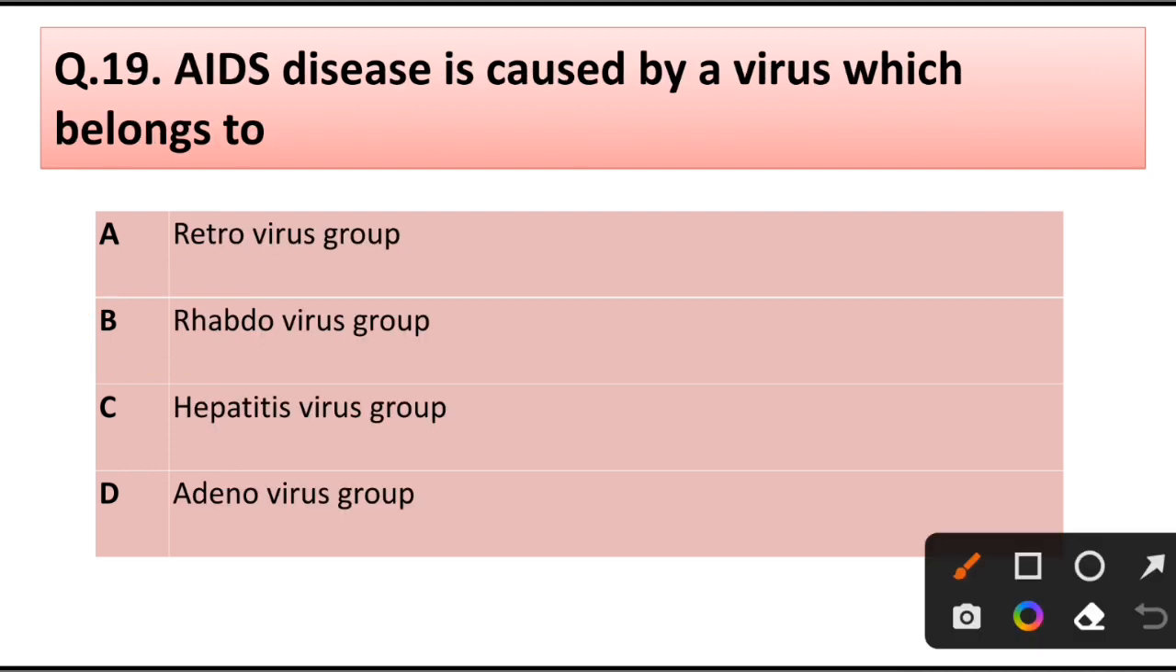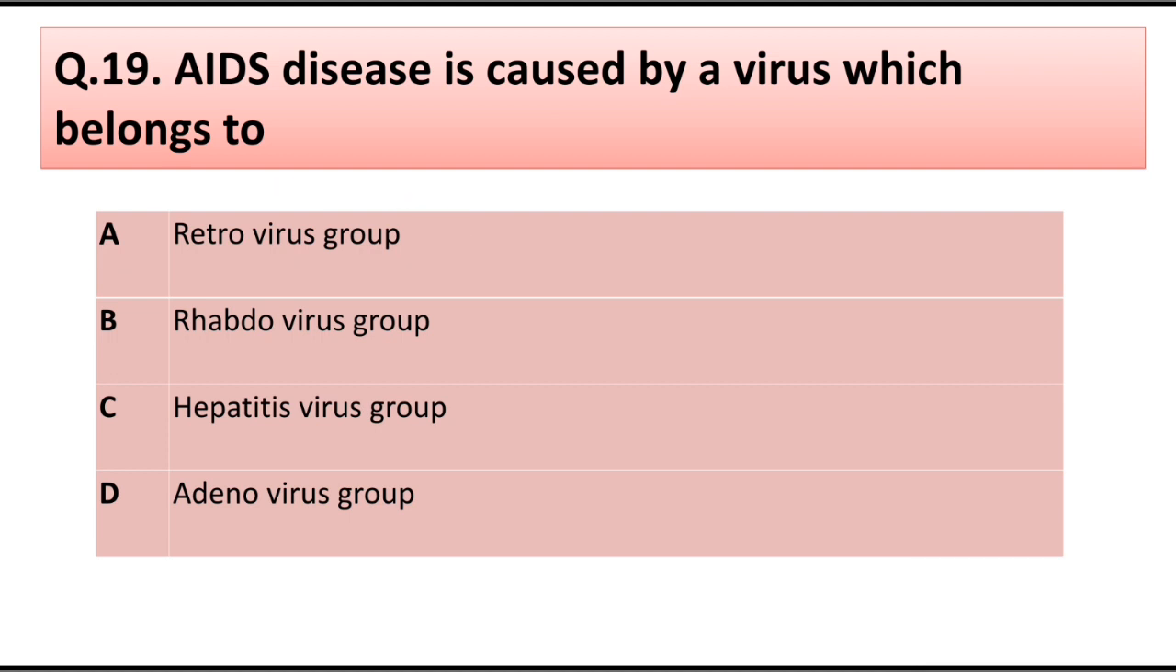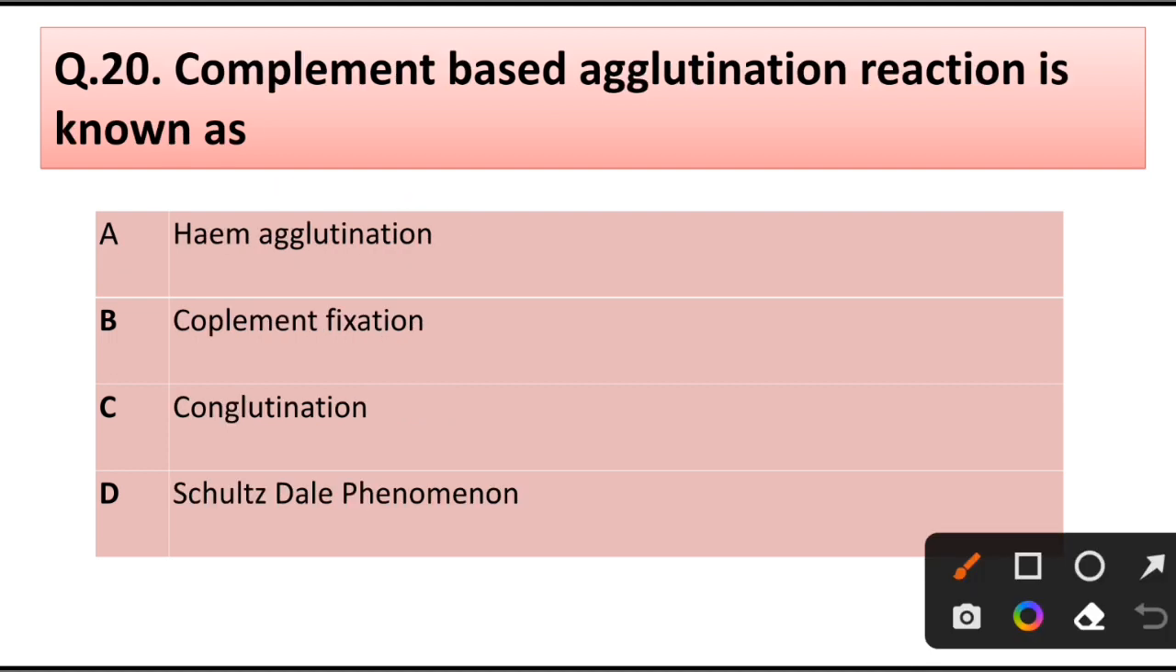Question number 19. AIDS disease is caused by virus which belongs to retrovirus group, rhabdovirus group, hepatitis virus group, adenovirus group. Correct answer is option A. Retrovirus group.